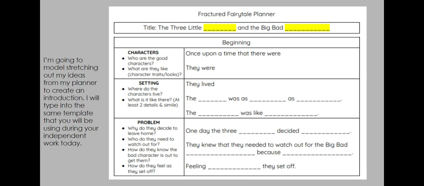Feeling blank, they set off. So I need to answer the question, how do they feel as they set off? Well, they're moving to a new place. They know that there's danger lurking, but they're also excited to solve the problem of being hungry. So I'm going to say, feeling nervous but excited, they set off. Now, if I look ahead, I see middle event 1 here. That's where I know I can stop. We're going to be doing this tomorrow. So I'm done with my introduction.